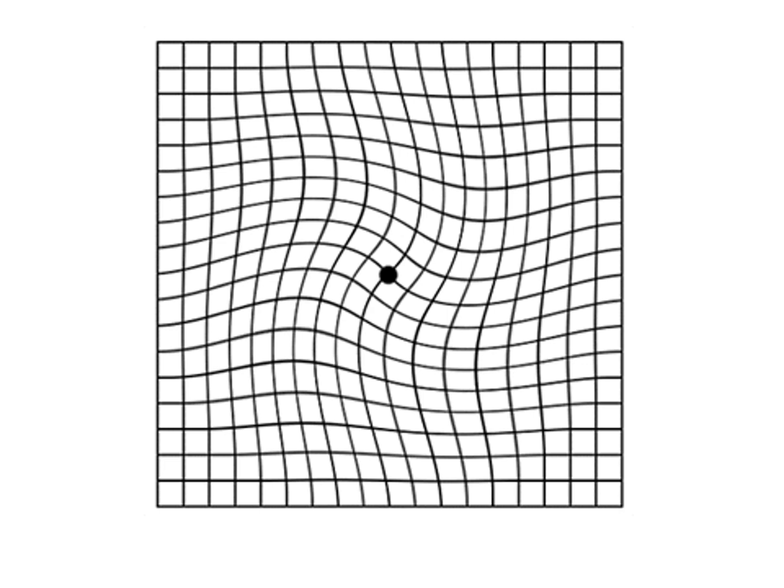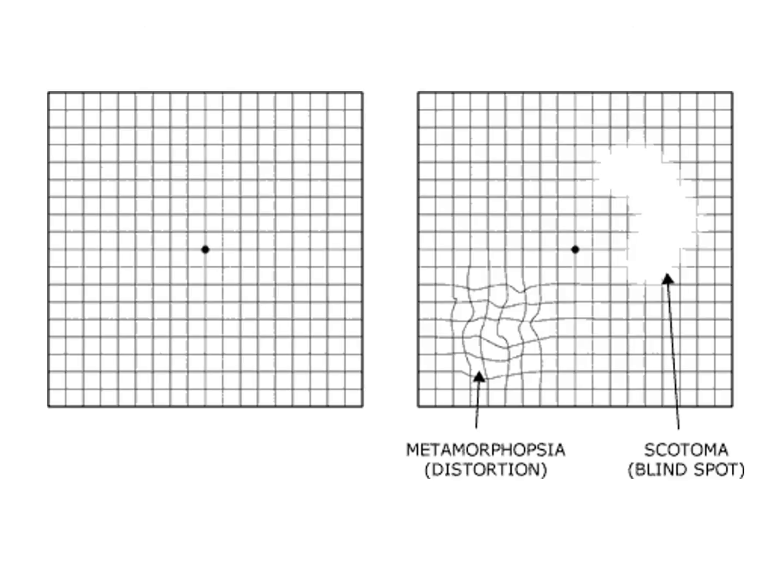The grid lines should be straight. If the patient sees distorted or misaligned lines, there may be presence of metamorphopsia. So again, the image on the right is the normal finding, and metamorphopsia is when there is distortion of the lines, and scotoma is when there are blocked areas or a blind spot.